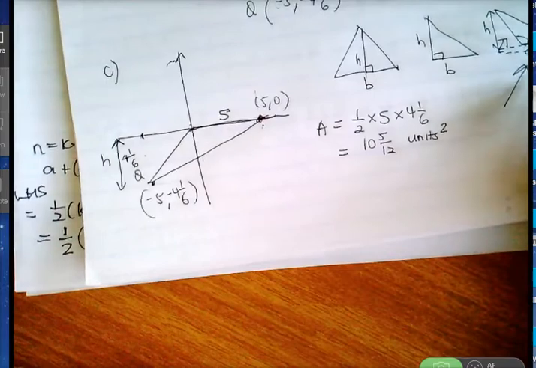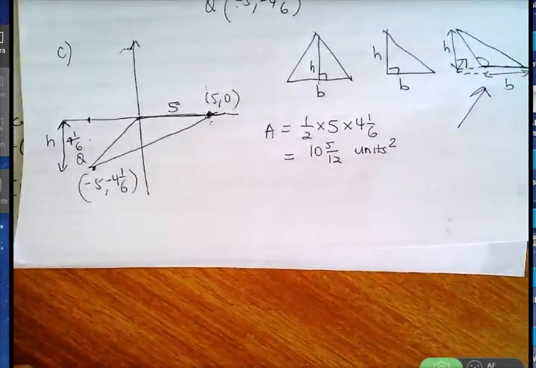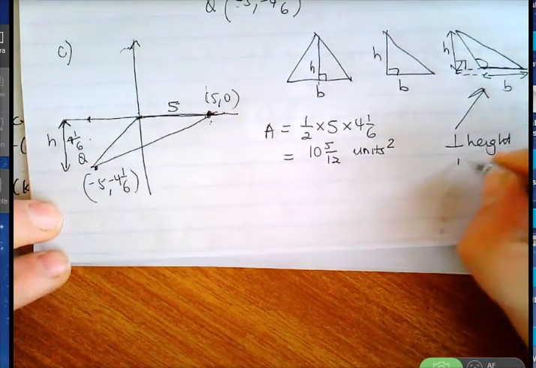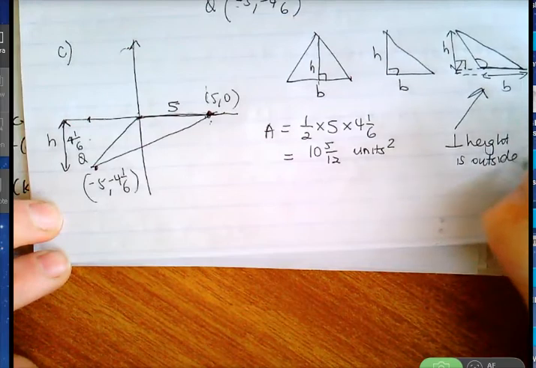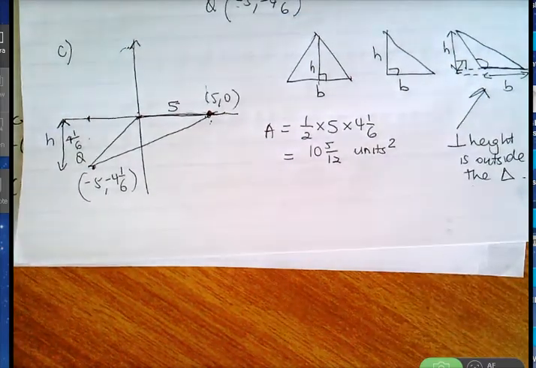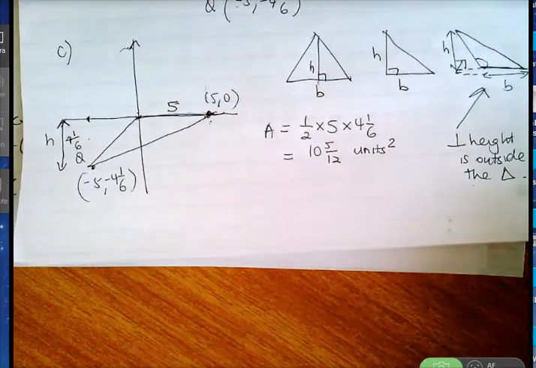So we've got this type of triangle. The perpendicular height is outside the triangle, as long as height, perpendicular height and base are at right angles to each other. All right? Are we done? Okay, so we've done that.